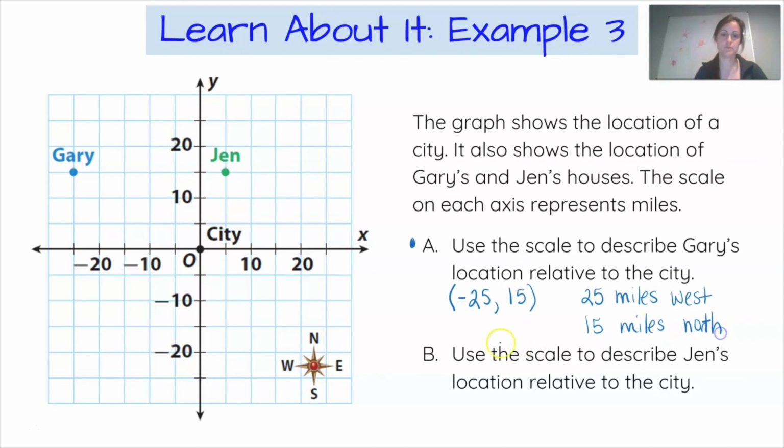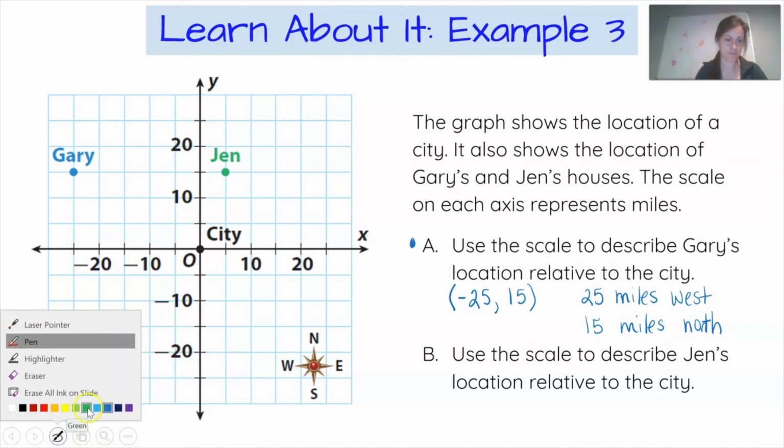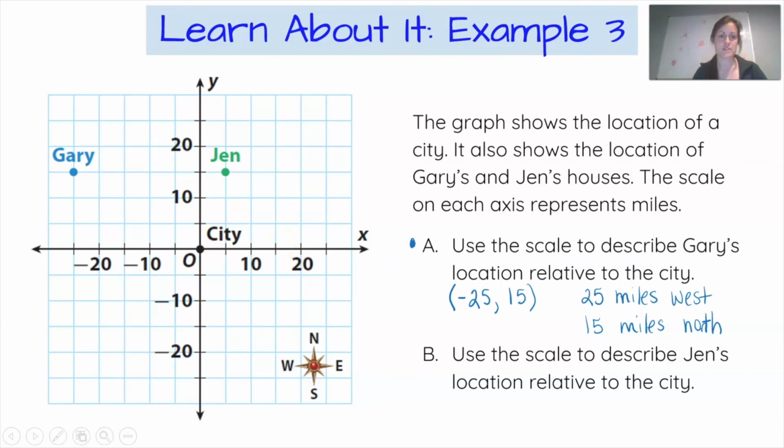Jen's house is green. So we're going to start at the city, and we're going to go to Jen's house. First we're going to travel east 5 miles, and then we're going to travel north 15 miles. So I can write this as an ordered pair, 5, 15, or I can say travel 5 miles east and 15 miles north.